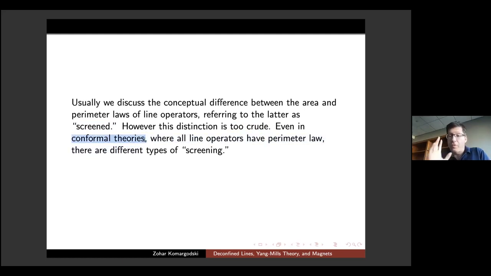And I'm going to tell you some very basic facts about Wilson lines in conformal gauge theories or conformal field theories, where obviously all the line operators, including Wilson lines, have perimeter law, but that doesn't mean that they're screened. So I'm going to try to make a more refined distinction between truly screened operators and not quite so screened operators.